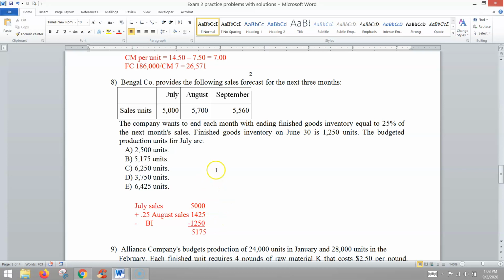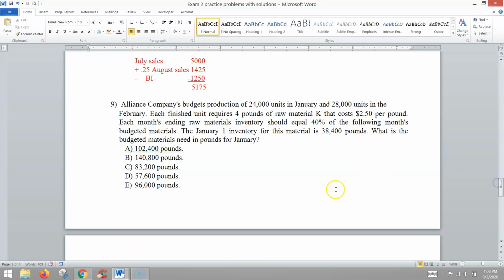So we have July sales of 5,000 units. Our desired ending inventory is 25% of August. So we take 5,700 times 25%, we get 1,425. And then we subtract our beginning inventory, the amount that we already have, which is given at 1,250. So we calculate our production as 5,175 units.